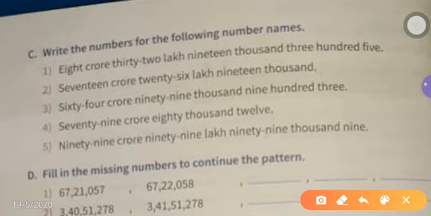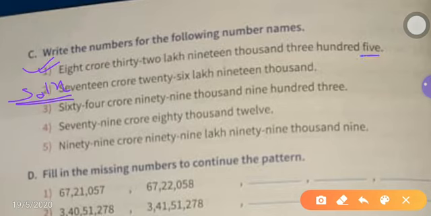8 crore 32 lakh 19,305. From the ones place we will start writing. Okay, first one I am doing. How to write: from the ones place we will start writing.